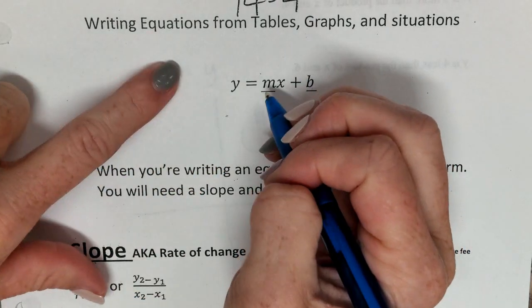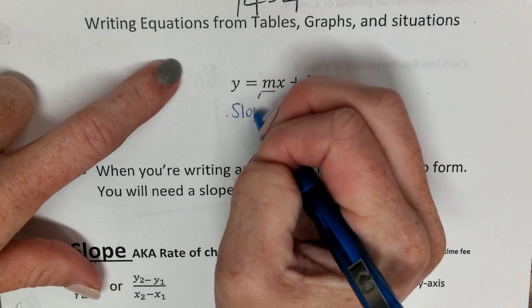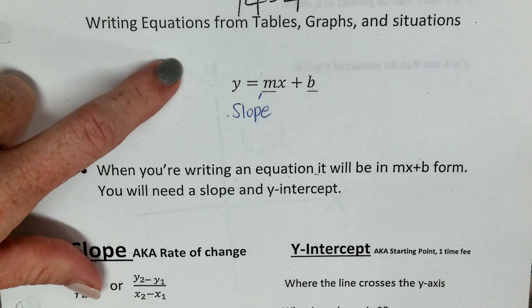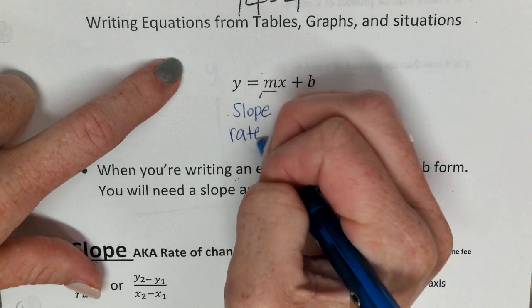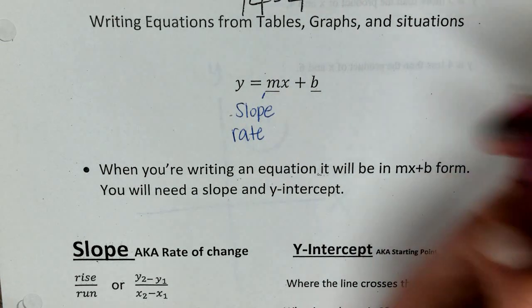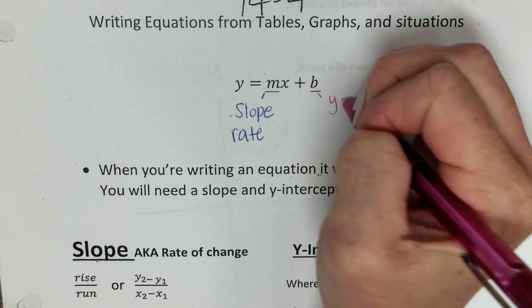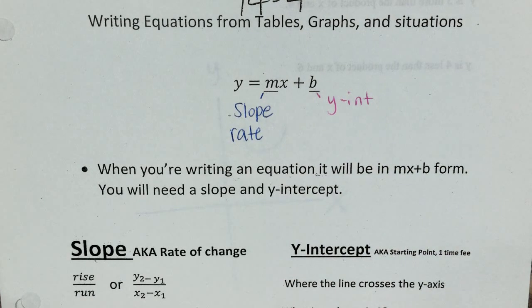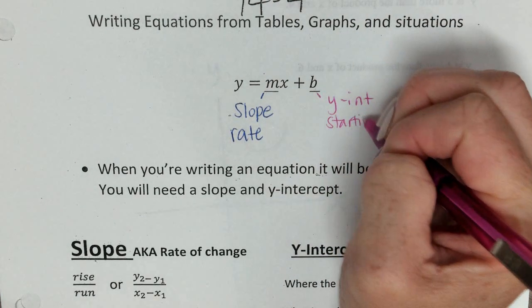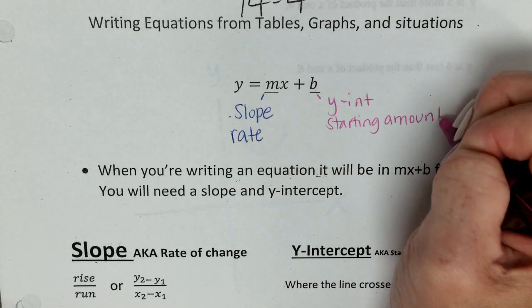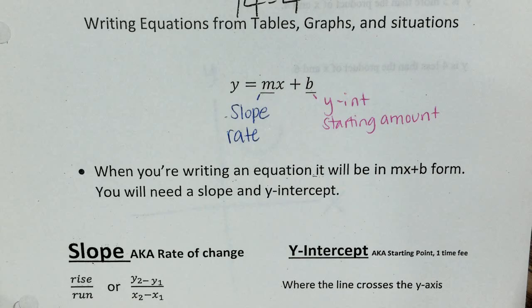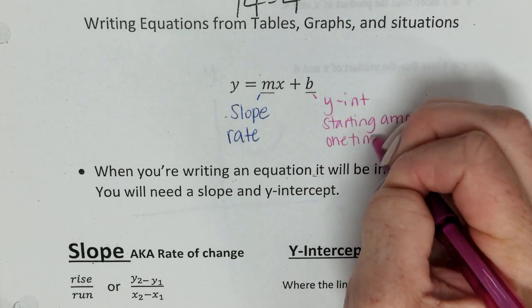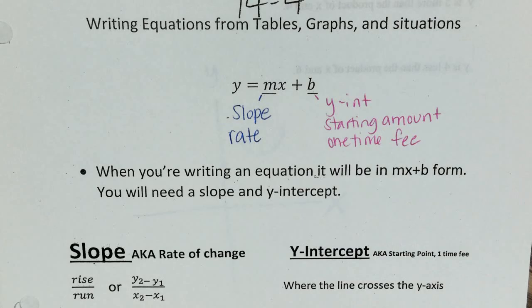And y equals mx plus b, the m is the? Write it down. Also known as rate or rate of change. The b is the y-intercept, also known as starting amount or starting point, or, anybody? One-time fee. Sometimes you will hear it referred to as an initial value. That means the same thing. Initial means to start. Okay, so just be aware of that vocabulary word.